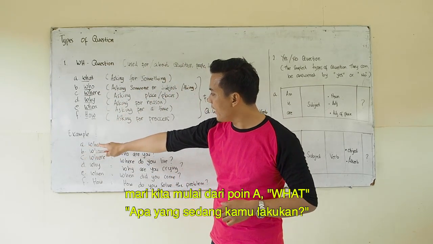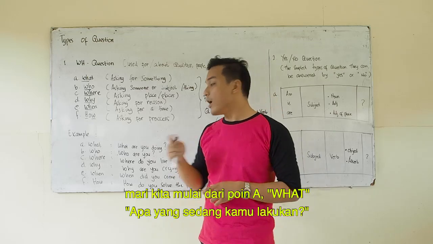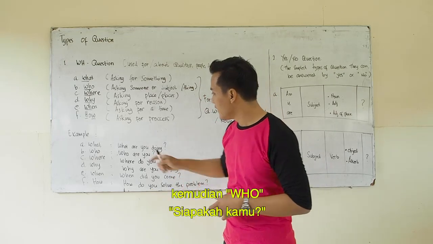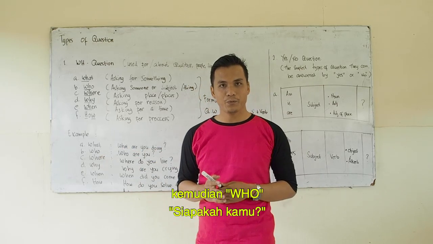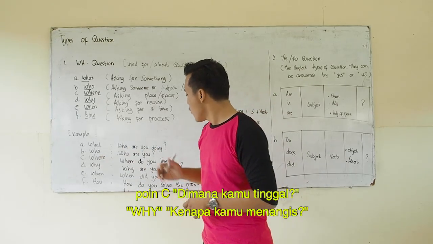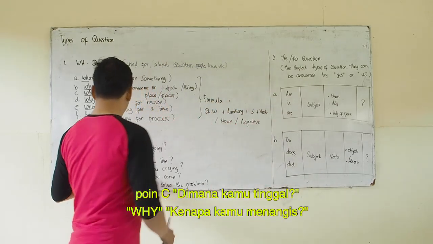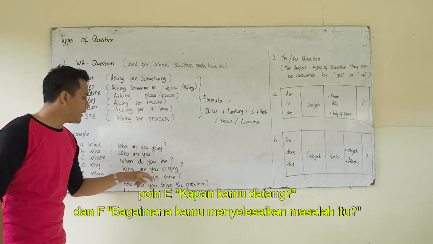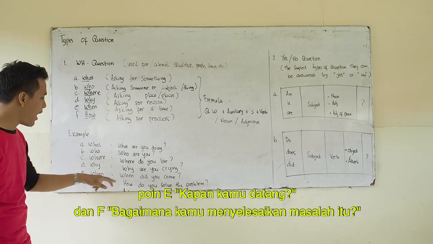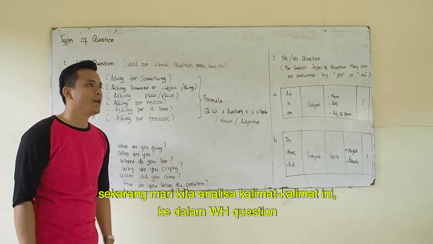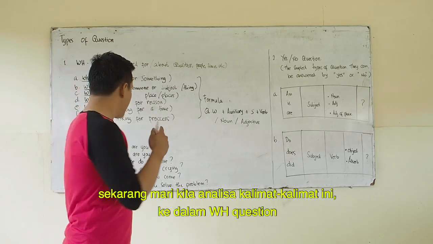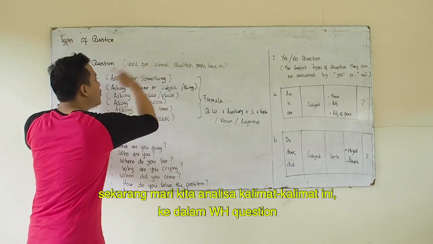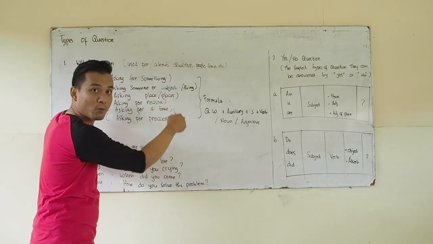Okay, let's talk about point A. What are you doing? Next, B, who are you? C, where do you live? D, why are you crying? E, when did you come? And F, how do you solve the problem? Now let's analyze these sentences here in brackets, right?